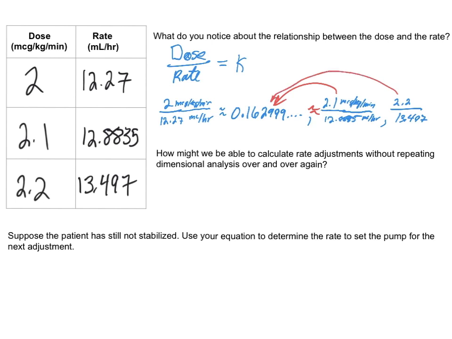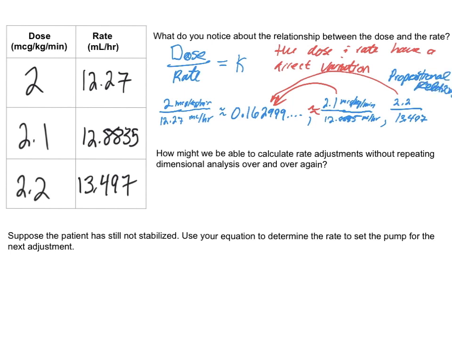And so what we're finding is that the dose and the rate have a direct variation. That's one way to describe this. The dose and the rate have what's called a direct variation. And that's just a fancy way of saying there is a proportional relationship between the dose and the rate. And we have seen that proportional relationship.